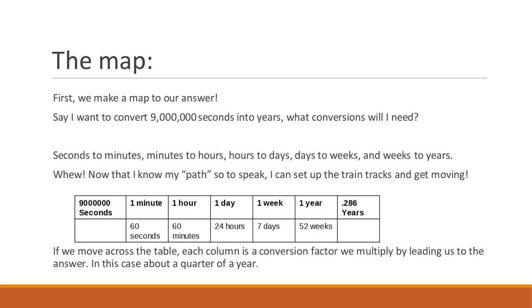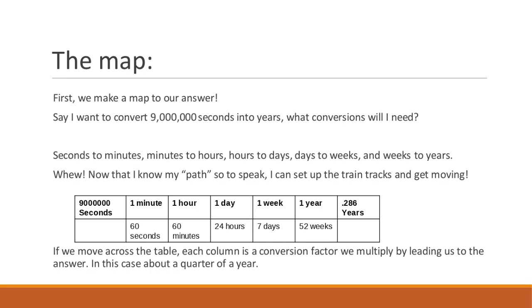What we do is this. First, we make a map, and I am Dora the Explorer when it comes to making maps. I need my map buddy to help me because I need that visualization in order to show me where I'm going, right? And so if I was going to say I want to convert 9 million seconds, huge number, into how many years is that? What conversions would I need?